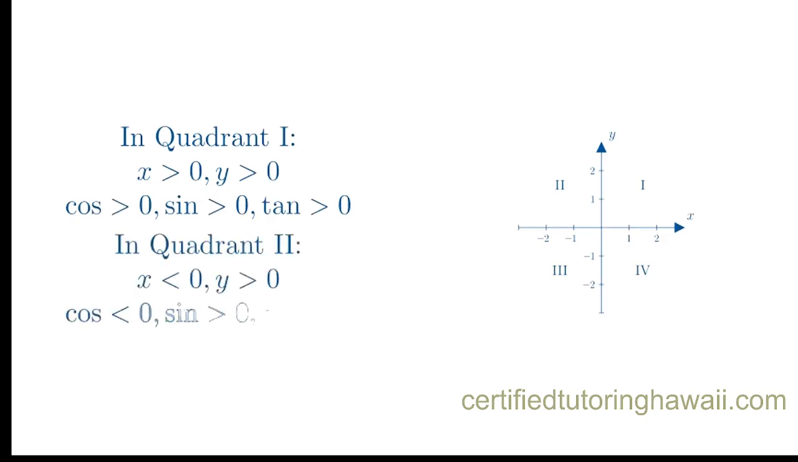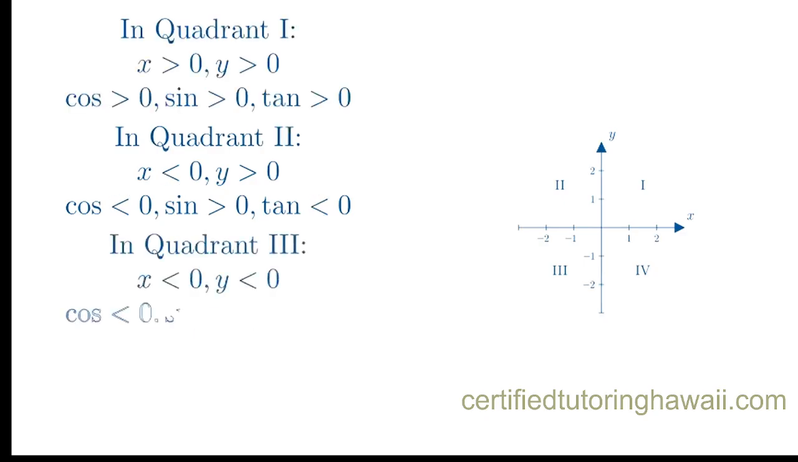In quadrant 3, both x and y are negative, so cosine is negative and sine is negative. However, tangent is negative over negative, which is positive. And in quadrant IV, x is positive and y is negative. This makes cosine positive, sine negative, and tangent negative.